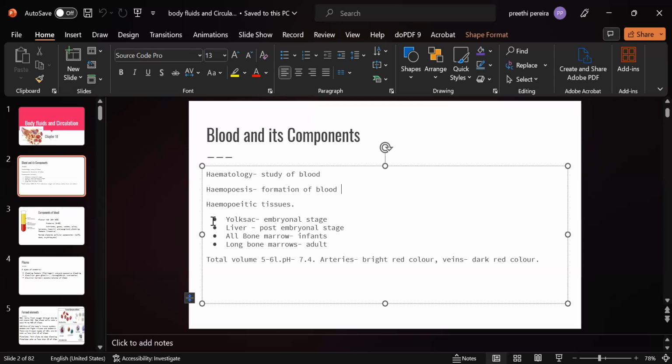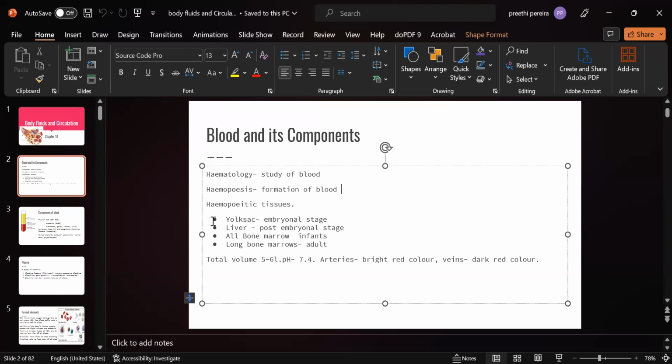For at least till 1 year, 1.5 years, all the bones in the baby's body will have bone marrow inside them. So these bone marrows will take over the production of blood in us adults. We don't have bone marrow in all the bones. We have bone marrow only in the long bones. Long bones means what? The thigh bone. The thigh bone is known as the femur.